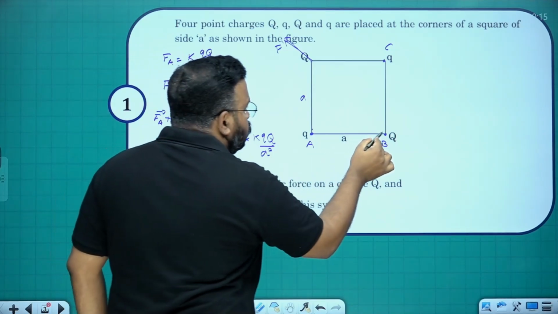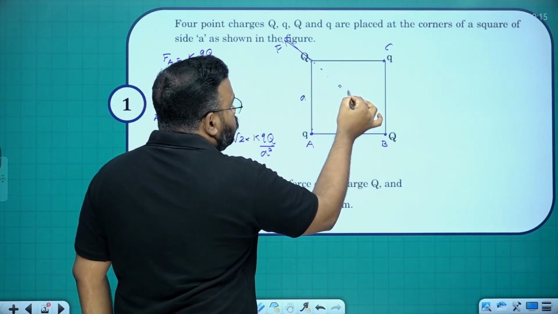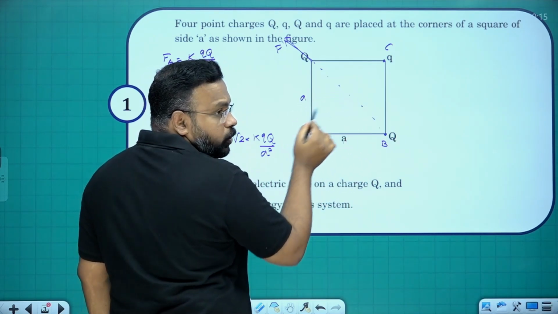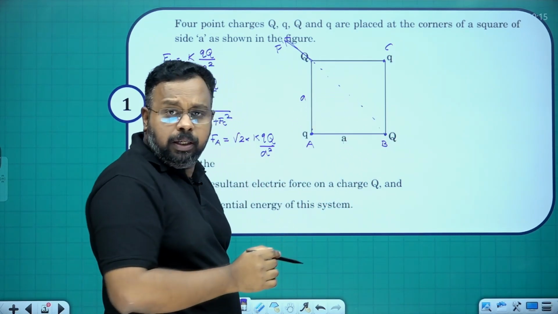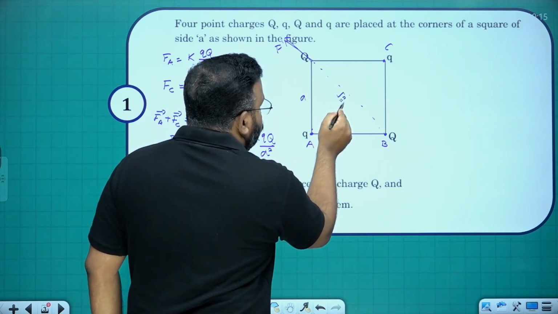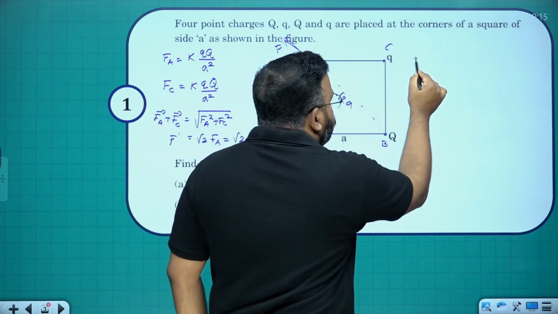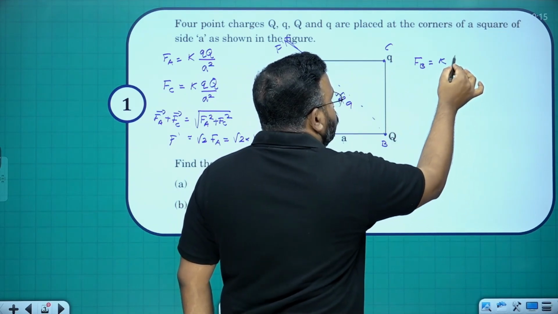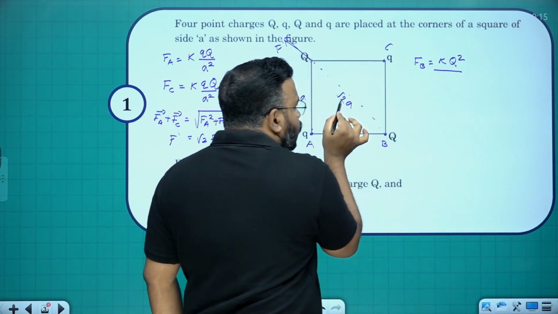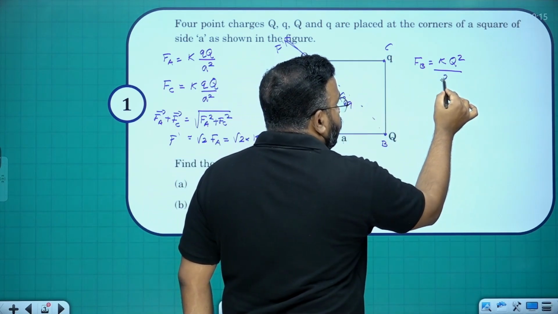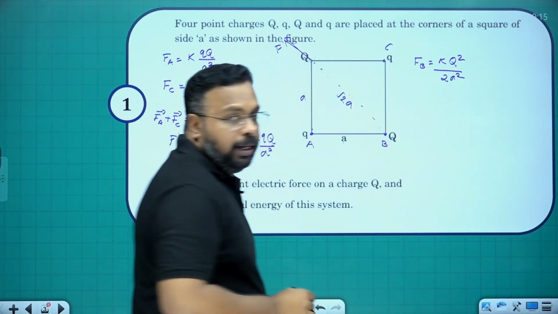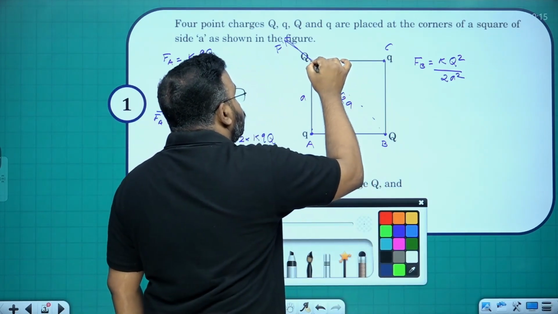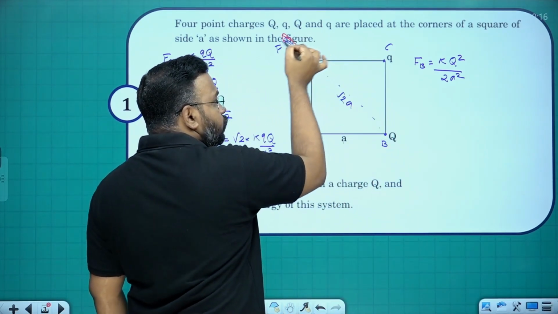Now there is one more force due to this charge. For that we should measure this distance. What will be that distance? This is A, this is A. So it will be root of A square plus A square, isn't it? It will be root 2 A. What is the name of the force? FB is equal to K into Q into Q, Q square by R square. R is root 2 A, so R square is 2A square. And what will be the direction of that force? The direction will be in this way only, because it is repulsive.